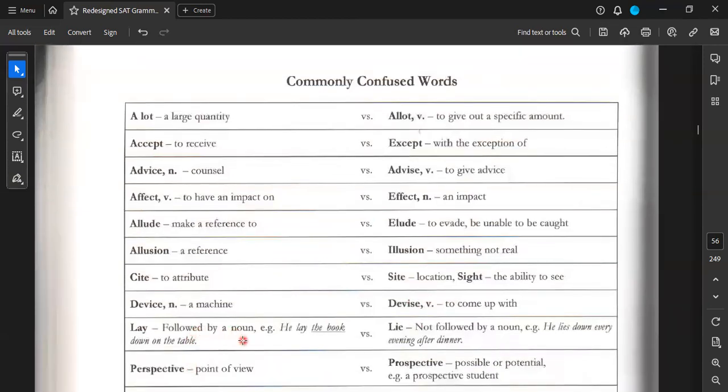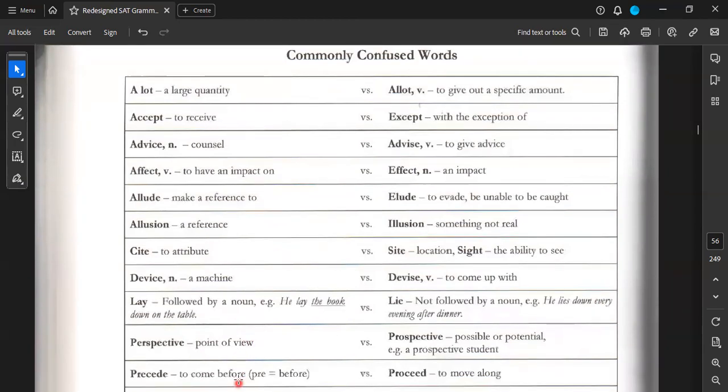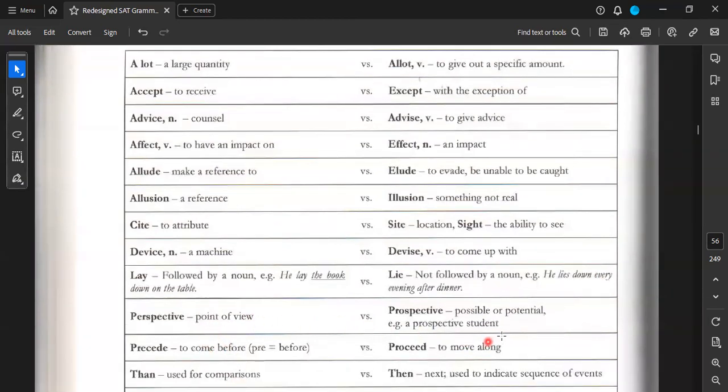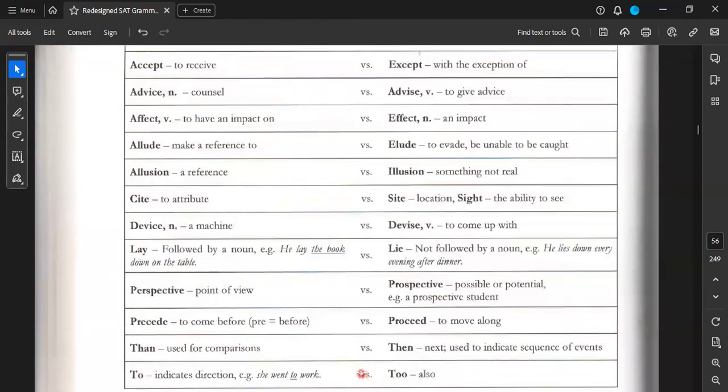Okay, you have lay. Lay is followed by a noun, right? You're using the verb like you can lay the book on the table, but you have lie, which is you lie down. It's not followed by a noun, right? You just lie down every morning, but you lay something, like a book on the table. Perspective is a point of view, but prospective is potential, like a prospective client or student. To precede is to come before, but to proceed is to move along. Right? To proceed is to go ahead. To precede, before; post, after.